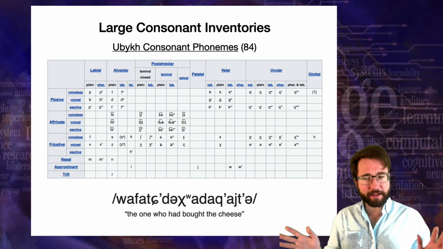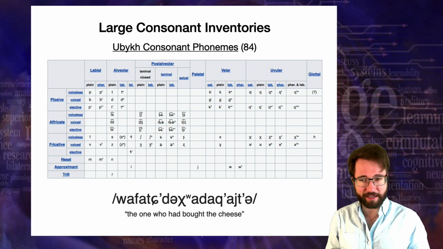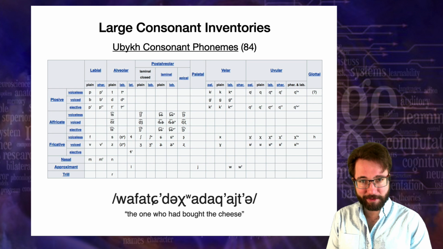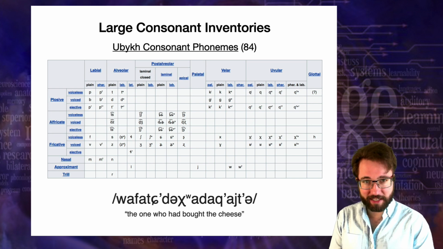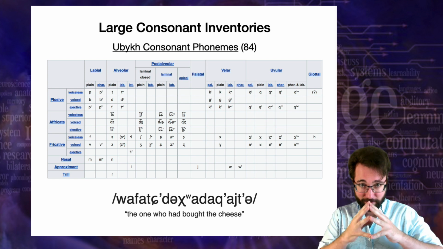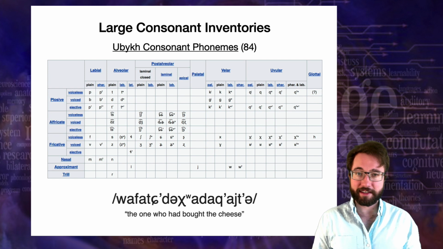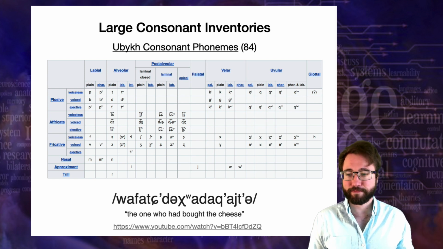So Ubykh has 84 different consonants. Also, just think for yourself, how many vowels do you think this language has? How many different vowel phonemes do you think this language has? Well, the answer is 2. This is a language which has very, very many consonants and just 2 different vowels phonemically. So all the information in this language is concentrated in the consonants.